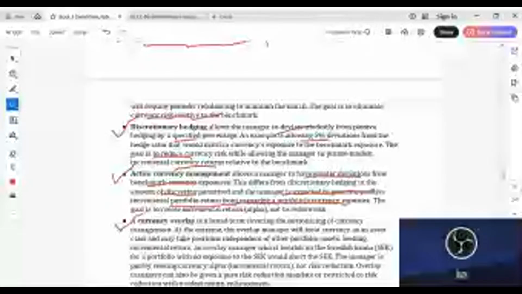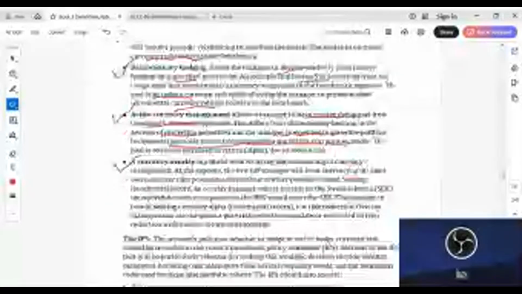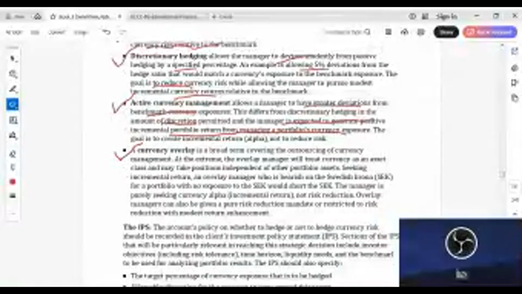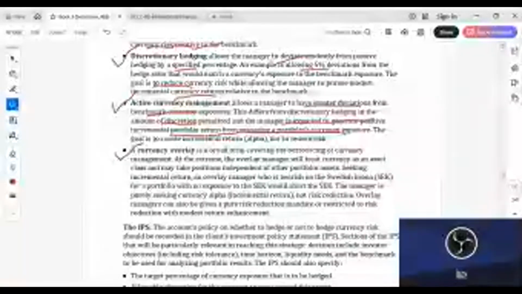And then currency overlay. So now you are simply treating currency as a different asset class, and you might even hire different managers to create more value through currency. So just go through this. You should have a good understanding of what we mean by currency overlay.